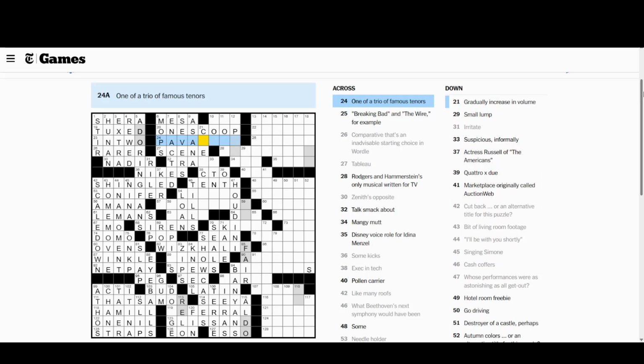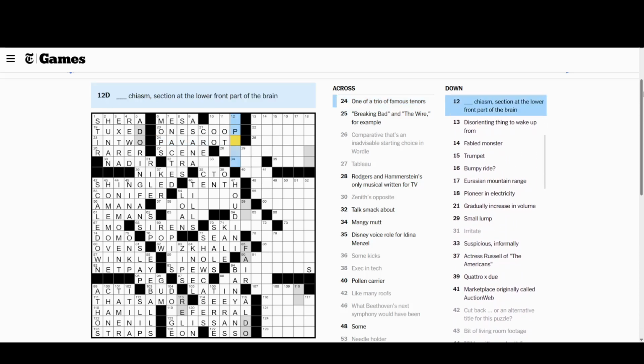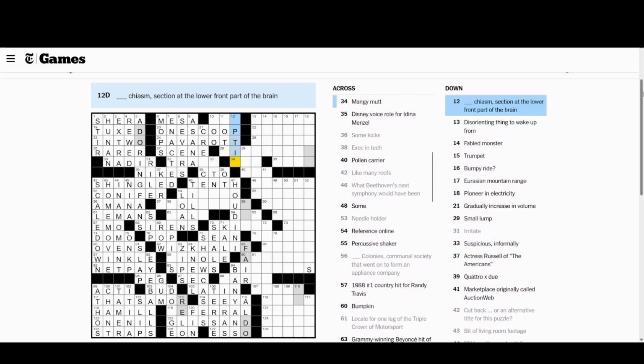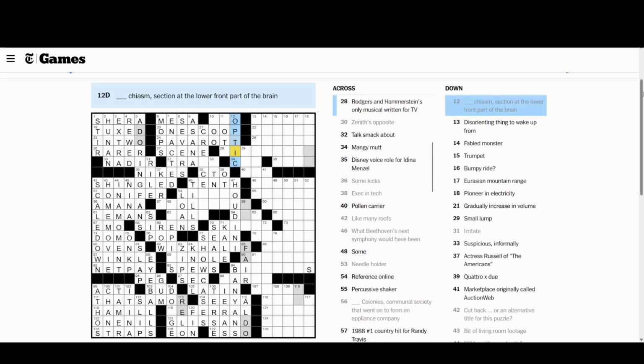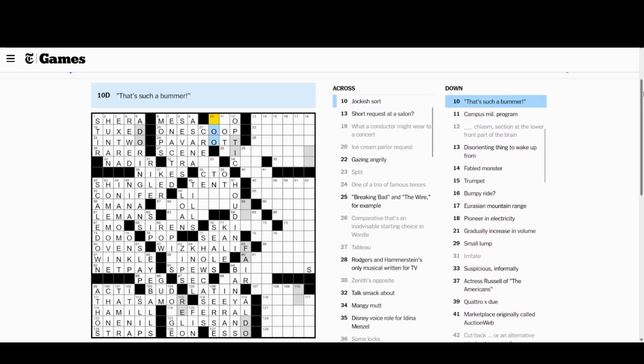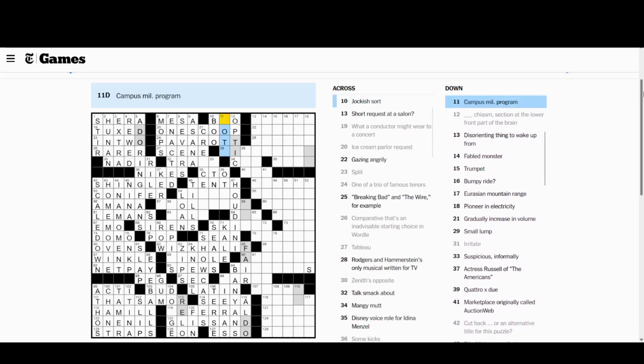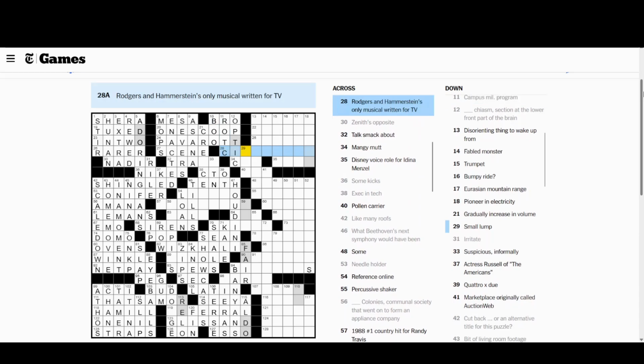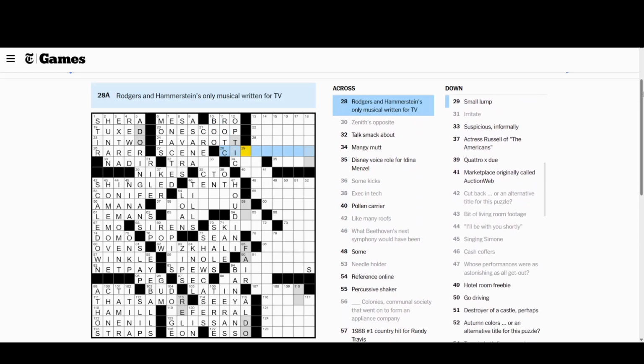One of a trio of famous tenors. Obviously, this is going to be Pavarotti. The other one was Domingo. I don't remember the third one. And T does check out. And this is going to be the optic chiasm. I actually did know about this. Jockish sword is probably a bro. Campus military program is going to be ROTC. Rodgers and Hammerstein's only musical written for TV, no idea.